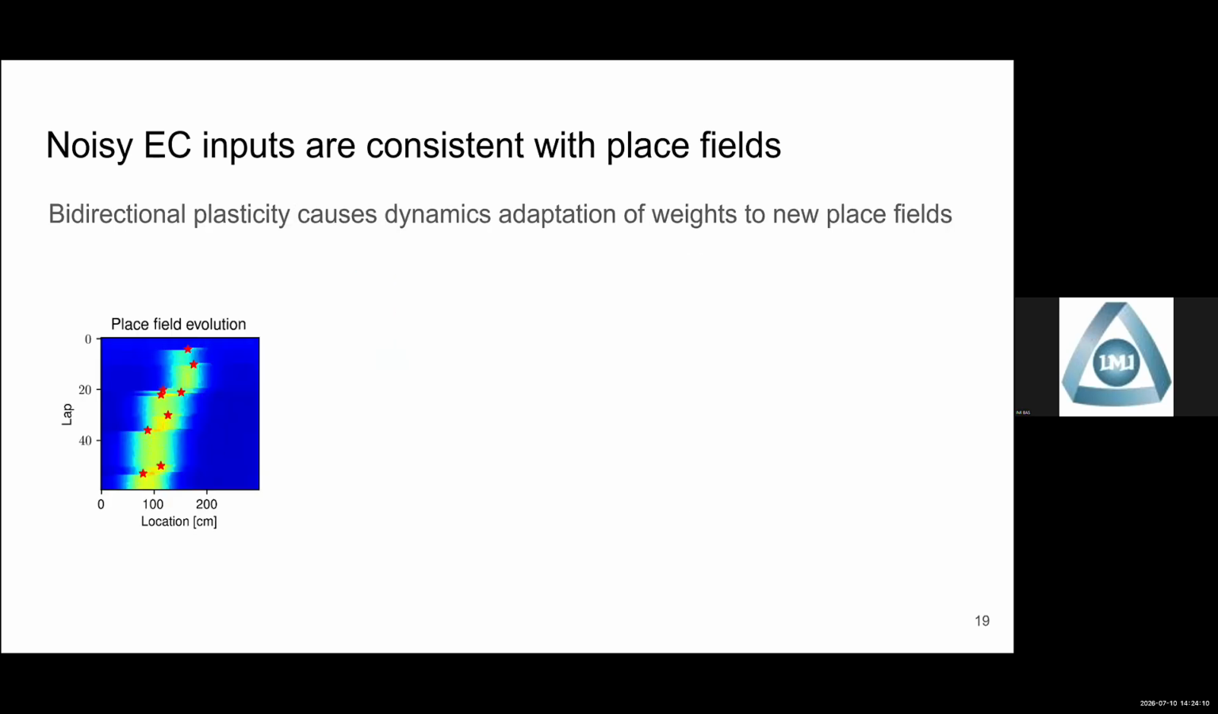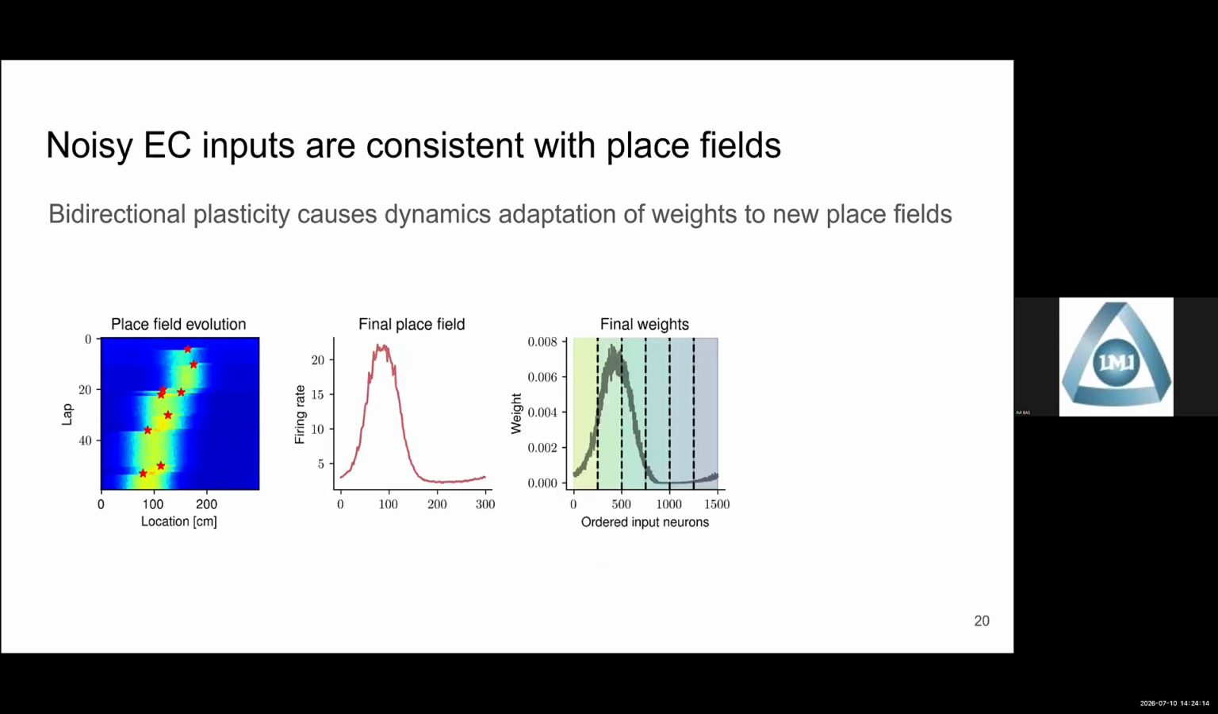Let's look at one place field. This one travels a bit more. It has a different kind of place field evolution. This is the final place field, and these are the final weights if I sort my input neurons accordingly. And now I will look over time at the evolution of these weights here. So the weights that correspond to this ordering, and so on.